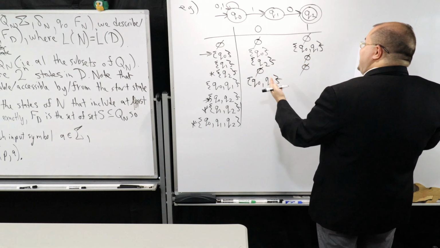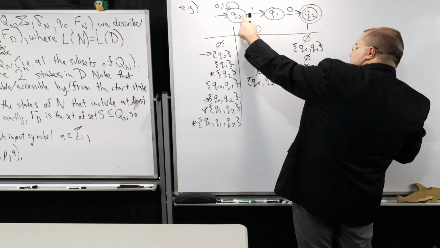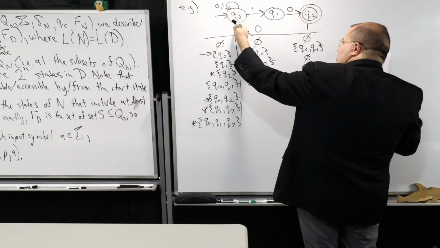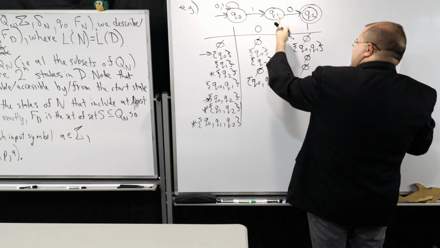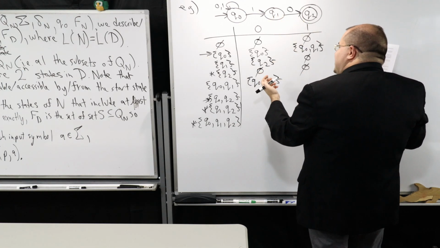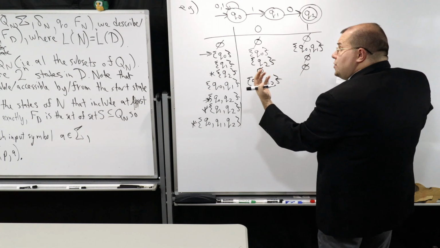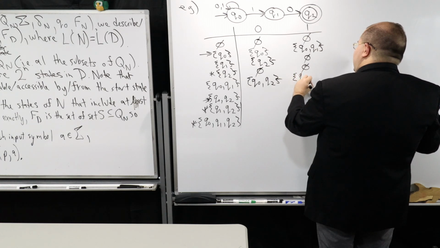Okay, so 1. Now 1, let's see. If I read a 1 on Q0, it could go to Q0 or Q1, right? On this one, there's nothing going to 1, so that's empty. However, it's the union of the results of those two things, so it's just simply Q0, Q1.